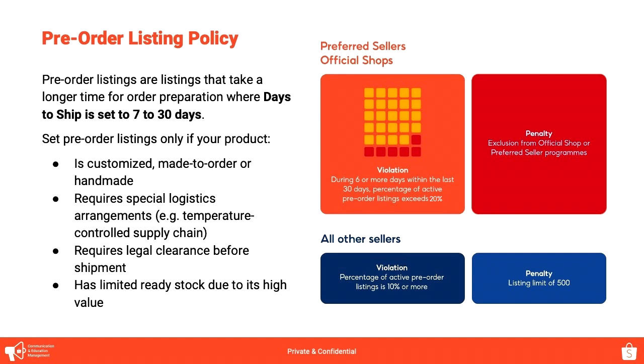Next is require special logistics arrangements, temperature-controlled supply chain. Yun yung example natin. We also have requires legal clearance before shipment. Ito yung mga possible pang dumaan ng customs, baka magkaroon ng certain delays, so magbigay tayo ng allowances. And has limited ready stock due to its high value. Kapag ganito yung mga circumstances na na-encounter natin, i-set na lang natin to pre-order. But, be sure that you are aware of our pre-order listings policy para hindi rin ma-reduce yung listings natin.